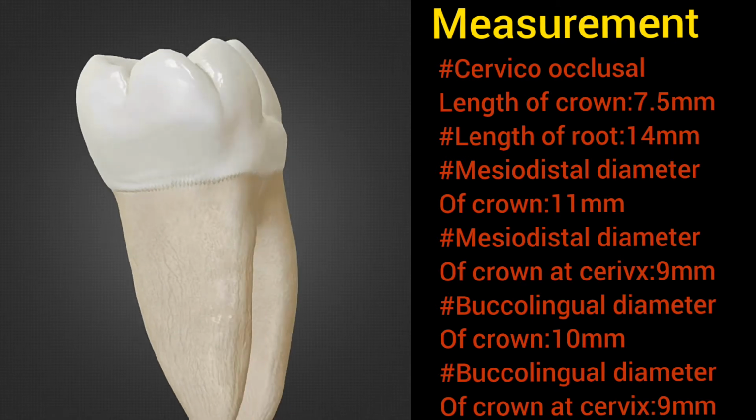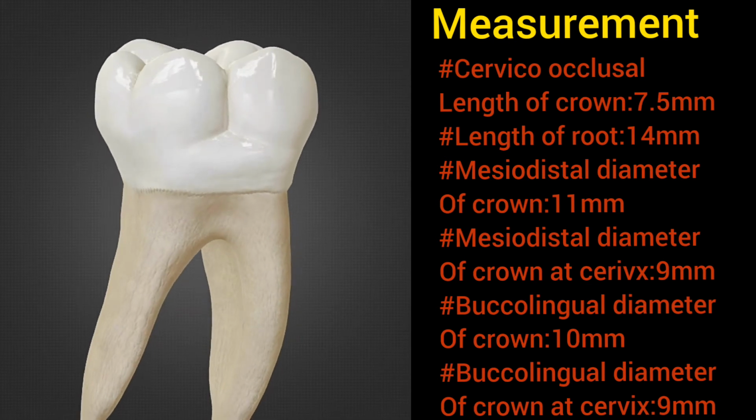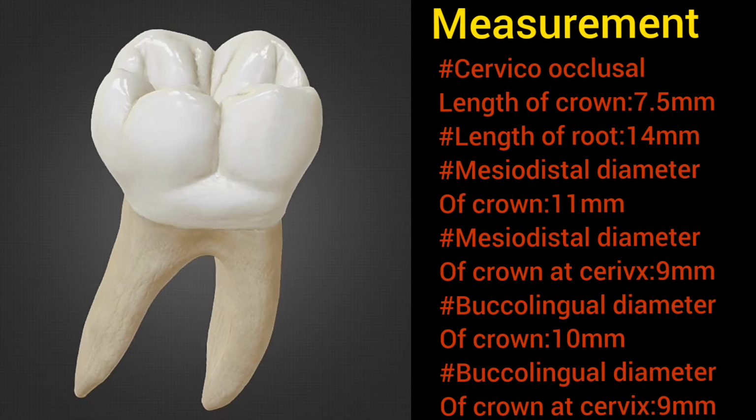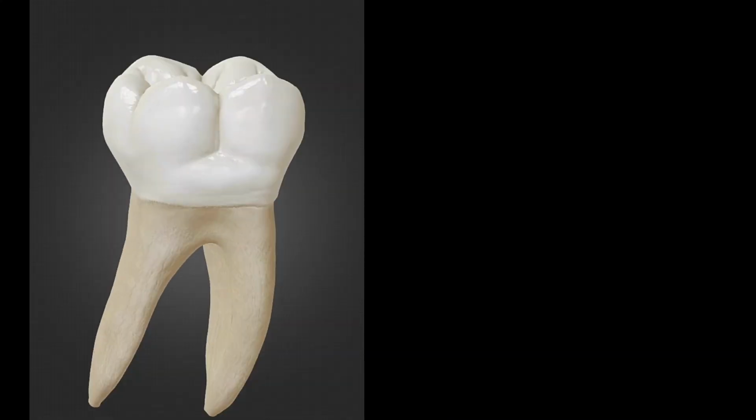So this is the morphology of the tooth. Morphology of the tooth is important because it helps in fabrication of crowns, also helps in restoration of the tooth, and is also important during extraction of molar teeth. That's why it is important. Now let's study this tooth from the buccal aspect.